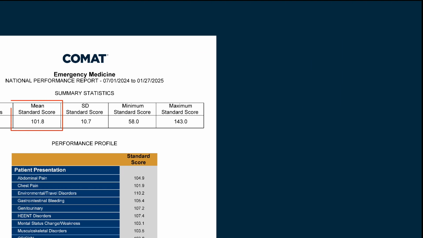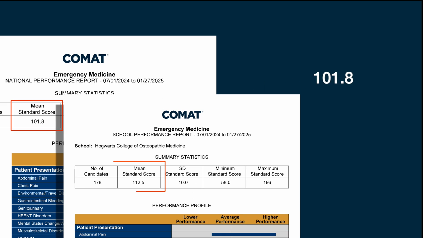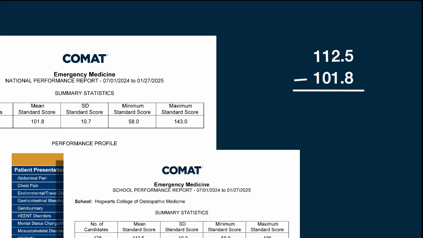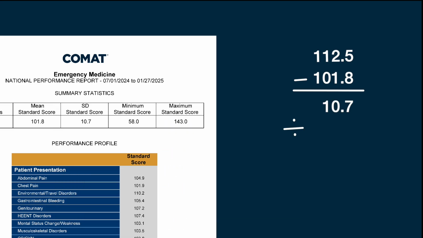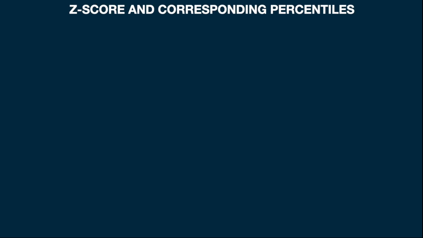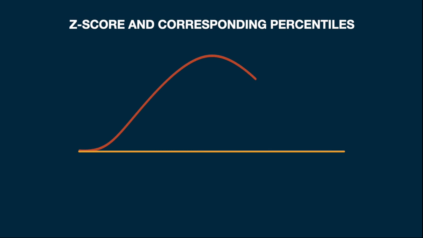Subtract the national mean standard score on this page from the student's mean standard score on page 1 of this report. Divide the difference, the result of the calculation above, by the standard deviation of the national group, also shown on this page. The resulting z-score helps provide a standardized difference of scores between your school students and the national group. Here is a breakdown of the common z-scores and their corresponding percentiles.